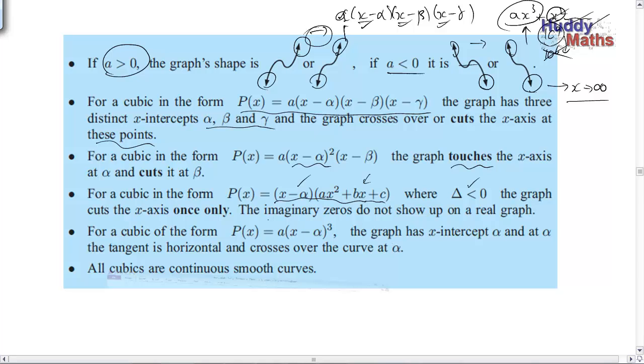The imaginary zeros do not show up on a real graph, because what we're plotting on the Cartesian coordinate system is x and y values which are real. So you can't plot those complex conjugates.